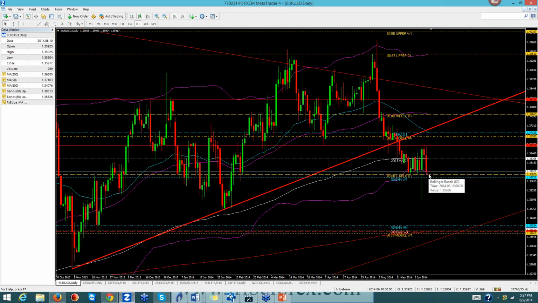So right now we're going to be looking for a buy. Basically, we're going to have a consolidation bias. We're at the bottom of that consolidation. We're going to look for a buy and potentially a move back up.